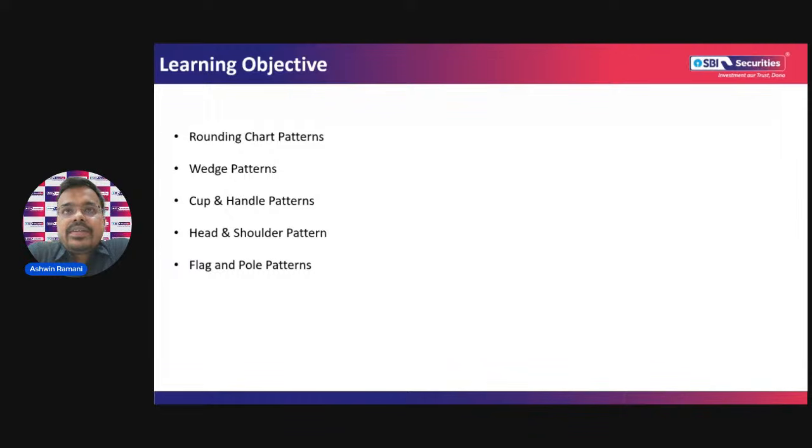Okay. So today's session, what we will cover is rounding chart patterns. Then we will cover wedge patterns. फिर हम cup and handle देखेंगे, head and shoulder देखेंगे, and we will learn about flag and pole patterns. So these are some of the patterns that we will cover in today's session.